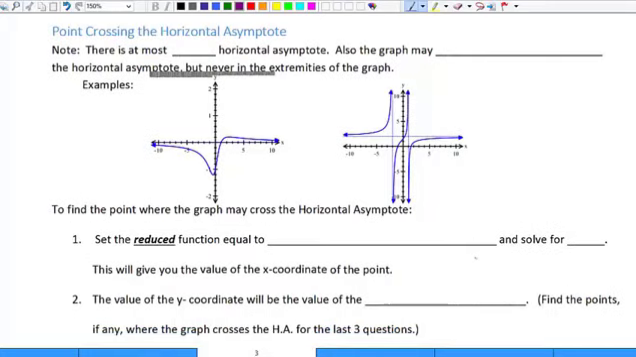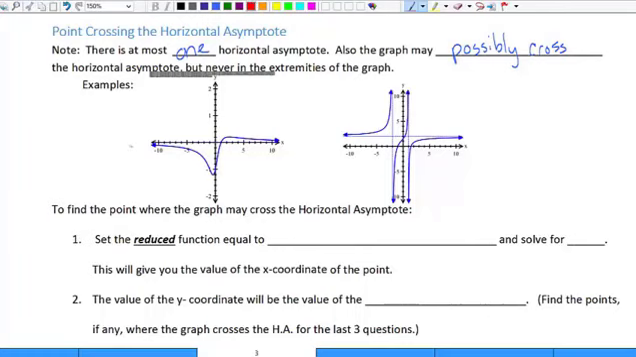Next, we're going to talk about the point crossing the horizontal asymptote. Note that there can only be, at most, one horizontal asymptote. From the chart that we just talked about, there's only one horizontal asymptote that we can ever have. And also, the graph may possibly cross the horizontal asymptote, but never actually in the extremities of the graph. What does that mean? Well, let's take a look here.